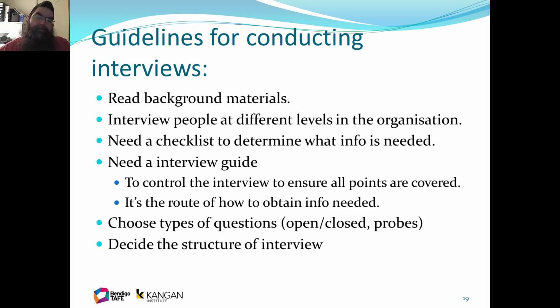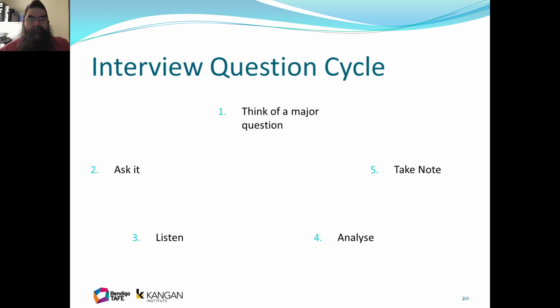To do that, you need to read your background materials and do a rough checklist of the information you want to gather, and ensure that you have control of the interview, so you keep it moving and don't get sidetracked, and vary the type of questions being asked.